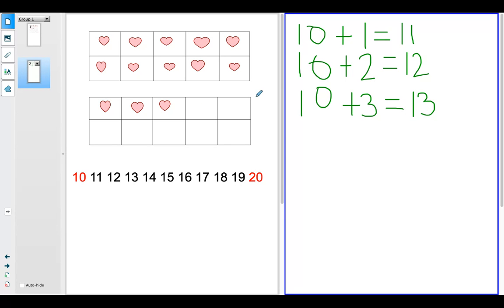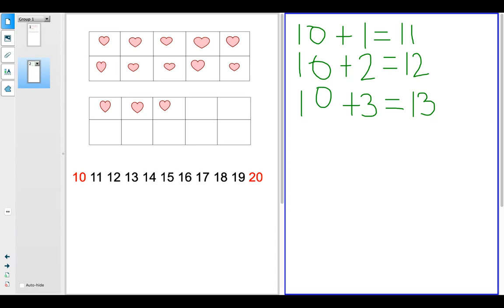If I didn't know, I could go back and count, right? 10, 11, 12, 13. Since I know there's 10 up here in the top, I don't have to go all the way back to 1 again and count all over. I can start counting on from 10. That's what a good mathematician does. They learn how to count on from numbers.